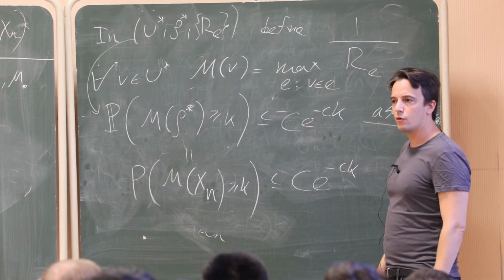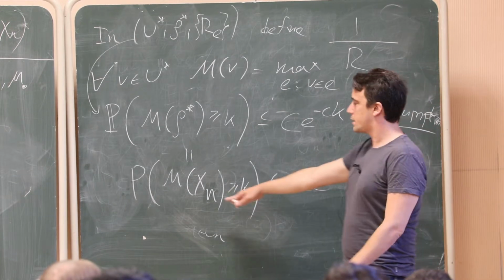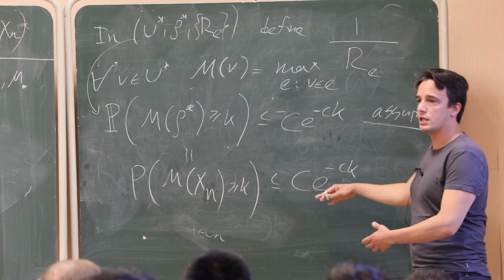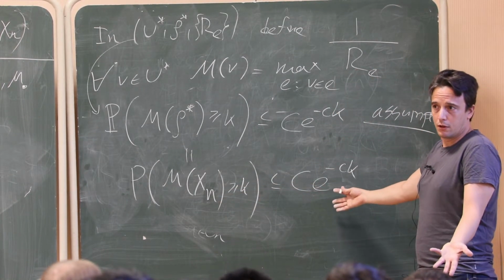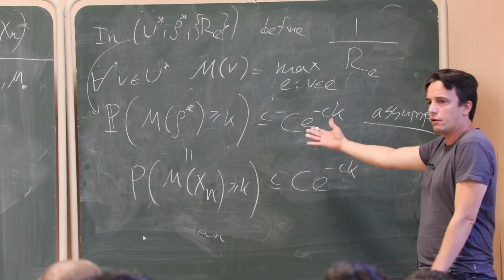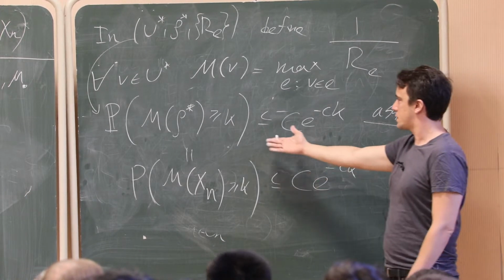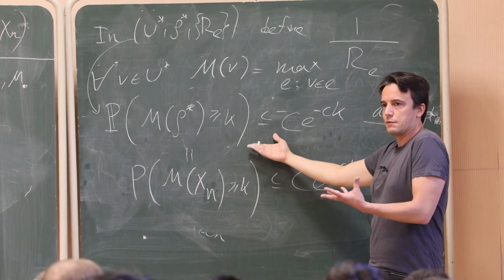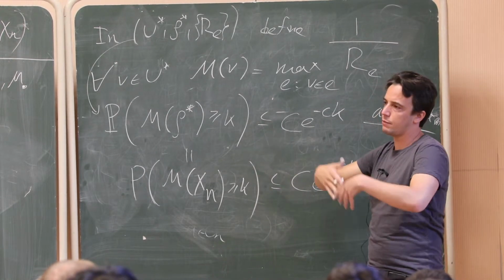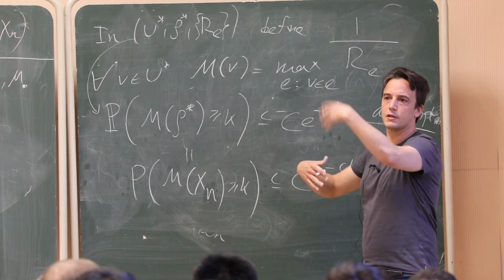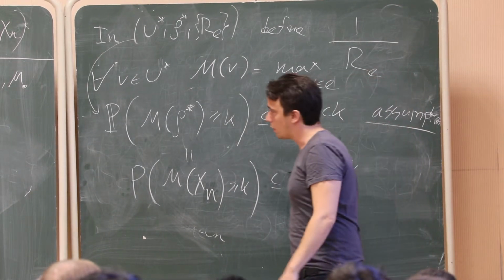So if I run the random walk n steps, I will not see degrees that are bigger than log n. This is the statement, and here is where I'm using the stationarity. The assumption on the degree that I'm seeing is not just true for the first vertex, but for the next vertex and the third vertex of the simple random walk.